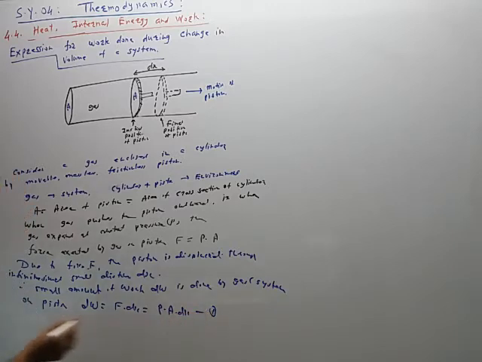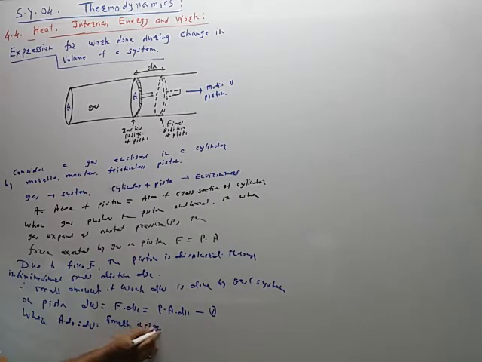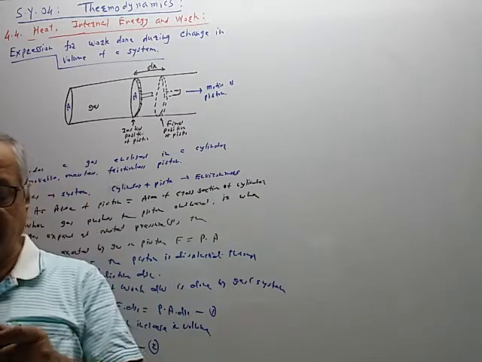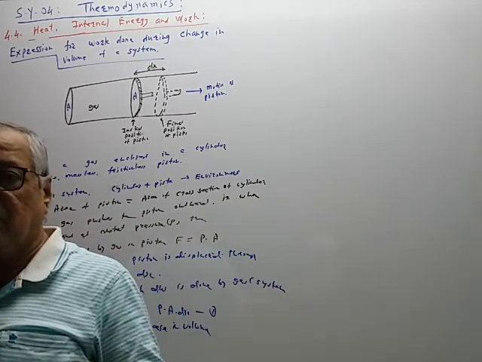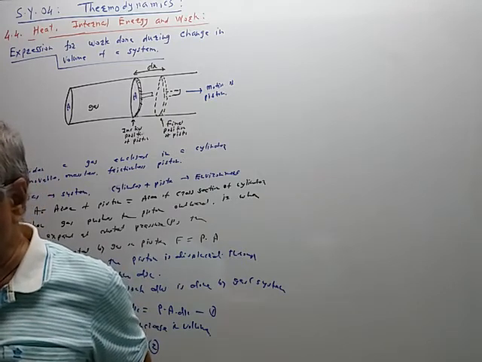So this is equation 1, where A into dx is equal to dV, the small increase in volume. Volume increases by dV. So dW is equal to pressure multiplied by dV. This is equation 2. So at constant pressure, if the volume of the gas increases by dV, then dW is given by P into dV, like this one.